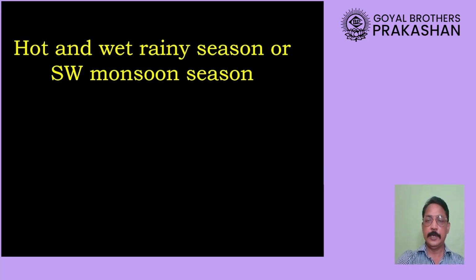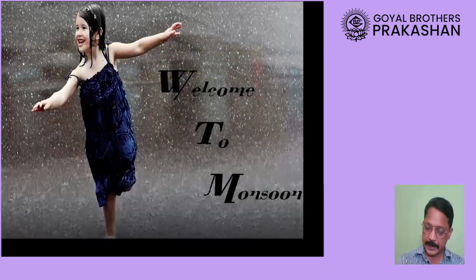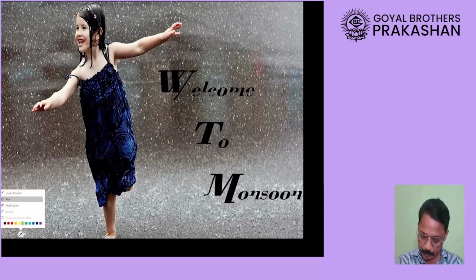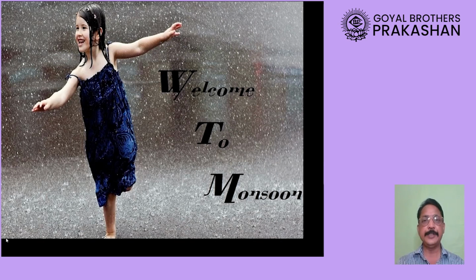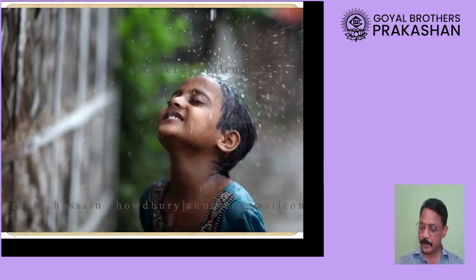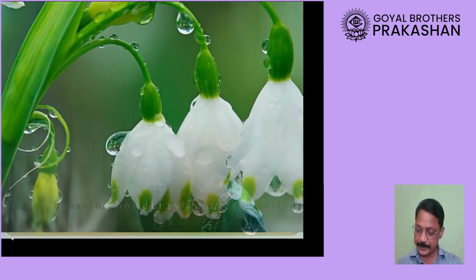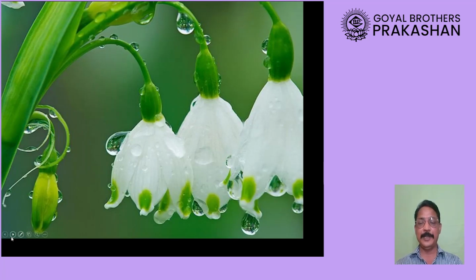Okay, now let us look at the second season of our country, and this season is known as the hot and wet season, also popularly known as the southwest monsoon season, or simply known as the monsoon season. Now this season is a season of rainfall. It's a season of brightness. It's a season of happiness.